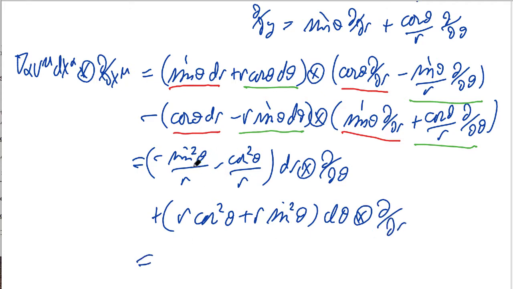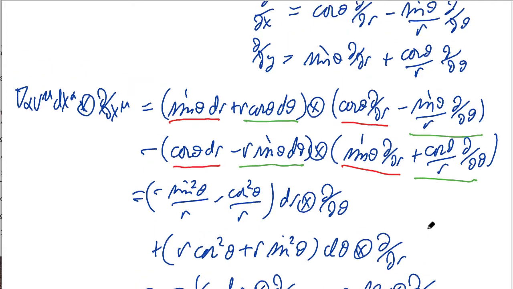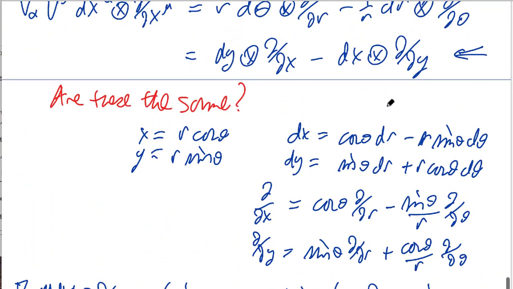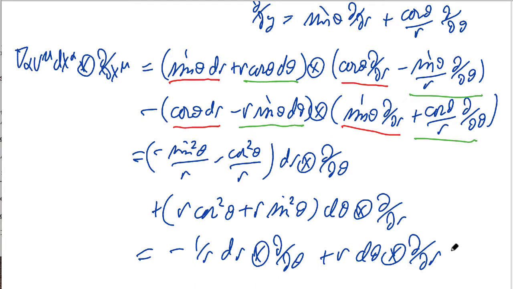So our result is, of course, using sine squared plus cosine squared is 1, we have minus 1 over r, dr outer product with d by d theta, plus r d theta outer product with d by dr. Now comparing that to what we had before in polar coordinates, we have minus 1 over r, dr outer product with d by d theta, plus r d theta outer product with d by dr. Precisely the same result we have here. So you can see it doesn't matter whether we do this calculation in Cartesian coordinates or polar coordinates or any other system of coordinates we like. The results are the same.